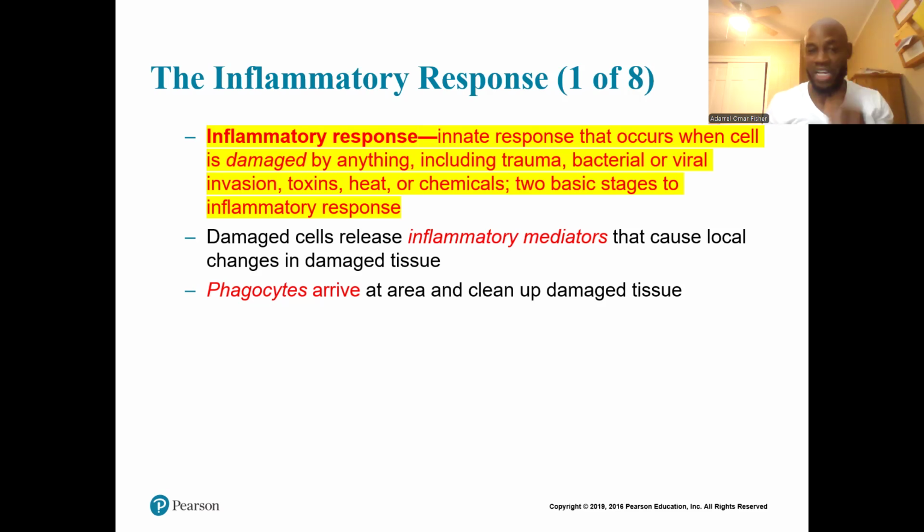So, whether they're damaged by heat, chemicals, or trauma, damaged cells release inflammatory mediators that cause local changes in damaged tissue. The phagocytes, your macrophages and your neutrophils, are your initial line of defense. Phagocytes arrive and clean up the damaged tissue.